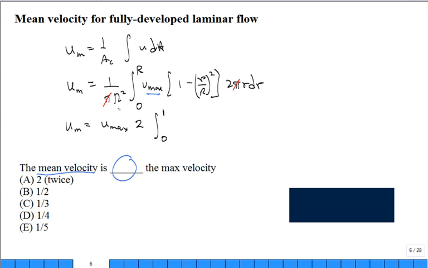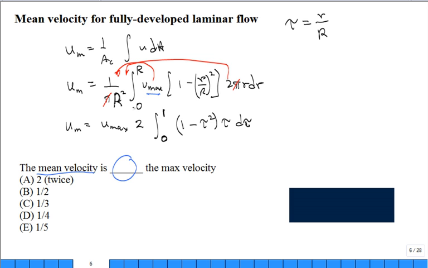I brought this 2 outside, as well as that u max outside. This r squared, we're going to bring inside and distribute over here. I'm going to introduce a variable, let's call it tau, which is lowercase r over cap R. And so we're going to integrate 1 minus tau squared, tau d tau, from tau 0 to tau 1. Did I lose anybody? Does that look okay? Yes. At the front, isn't it r? Yeah, this is r squared.